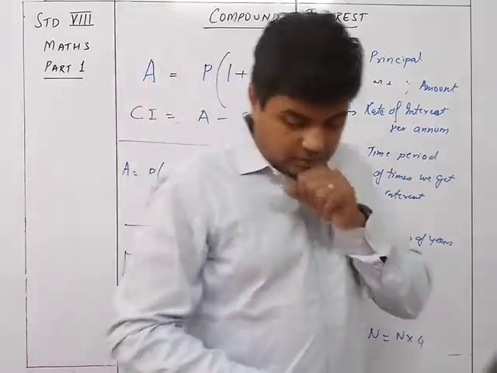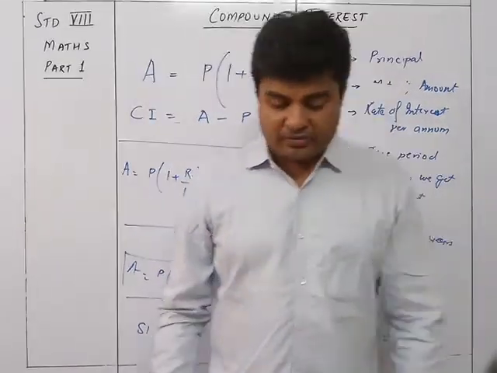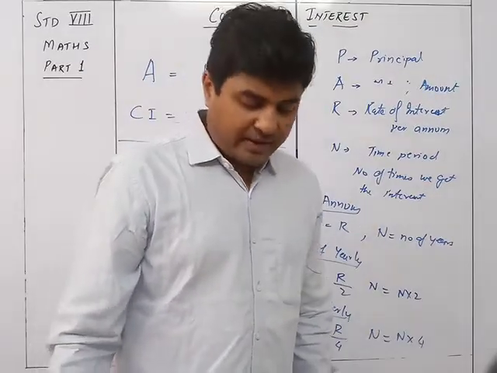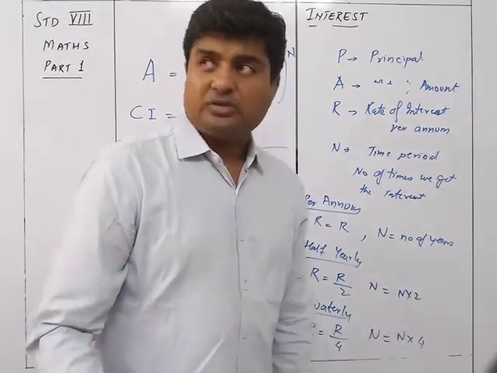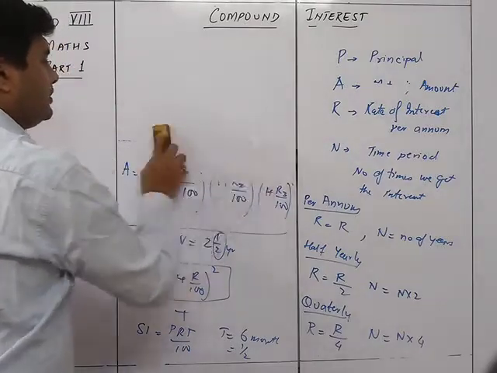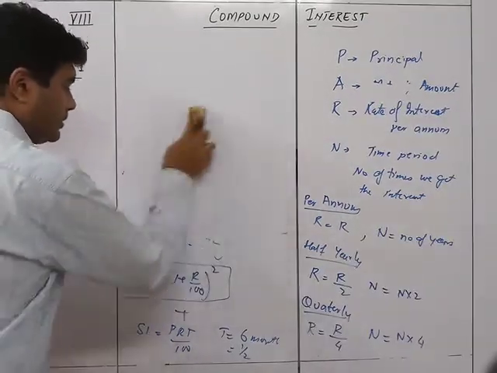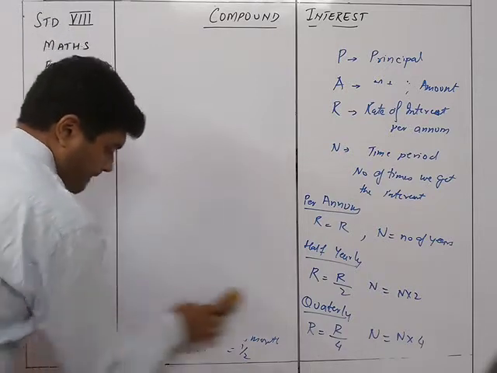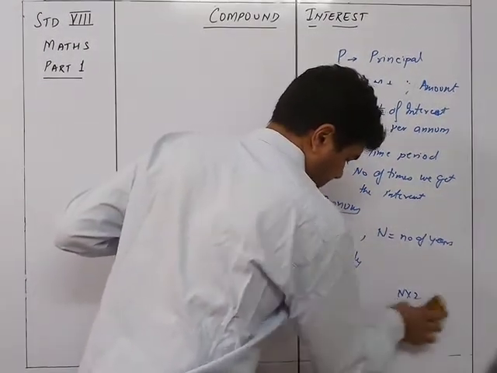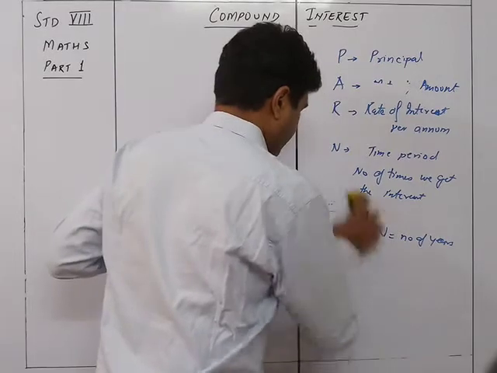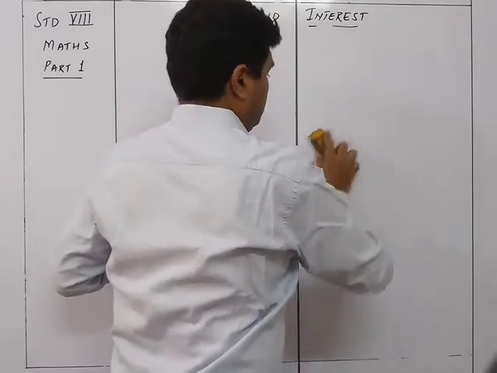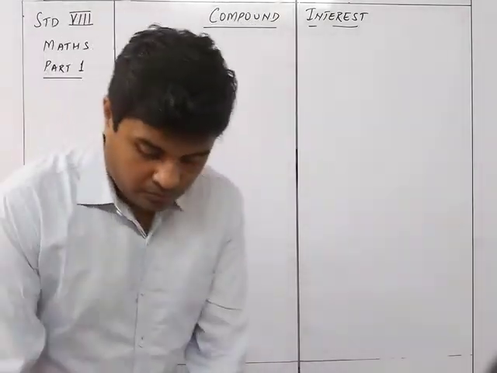So in this case, let's start with exercise 8.3 of your textbook. So let's start with page number 144, exercise 8.3. I'll try to do all the sums. Let's see. Okay, so we have the first sum.